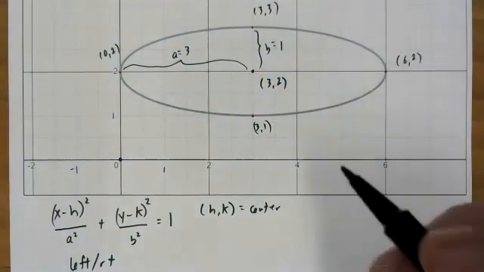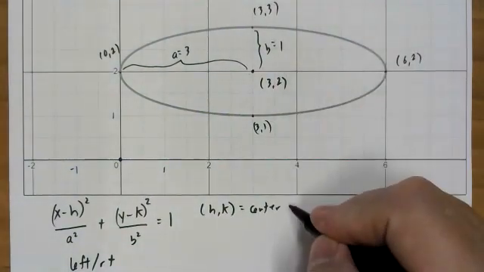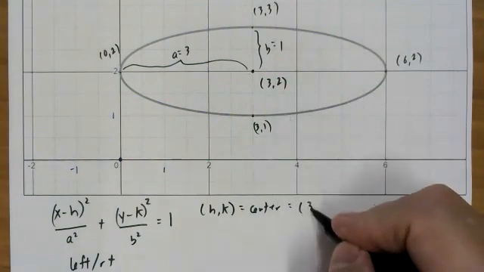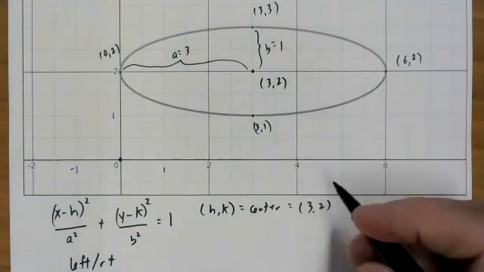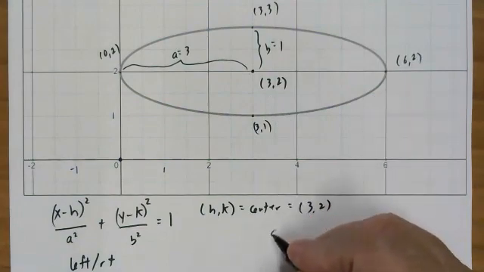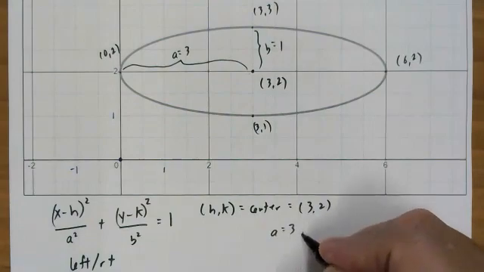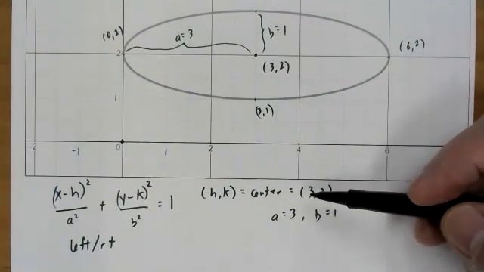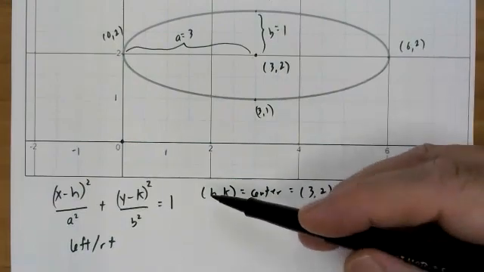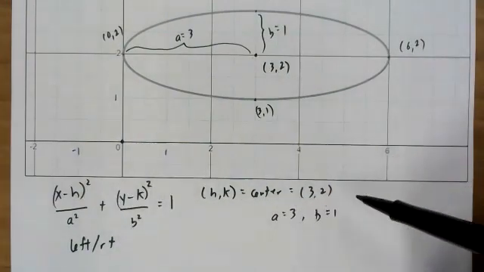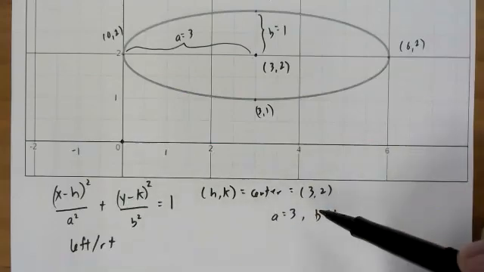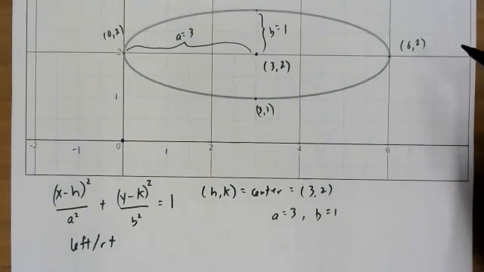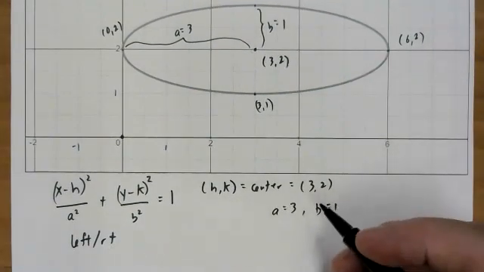So basically, we've got all we need. The center is 3, 2. A equals 3. B equals 1. So we plug in 3 for H over here, 2 for K over here, plug in 3 for A and 1 for B, and then we should have the equation.